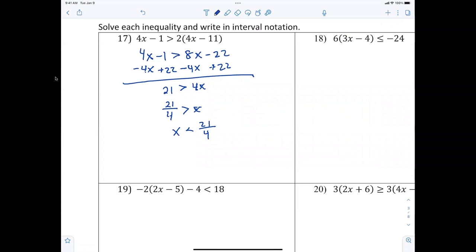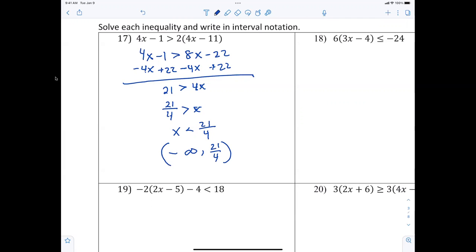If x is less than 21/4, everybody's thinking about less than 21/4, that means we're going from negative infinity to 21 over 4. All right. Anybody have any issues with that?